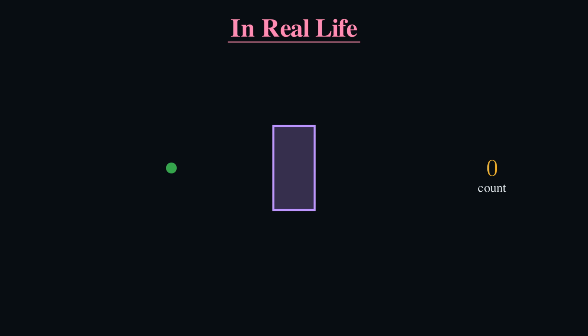Picture a bouncer at a club door. Meet the condition, he counts you as a 1. Fail it, you are a 0. At the end of the night, adding up his clicks tells him the size of the crowd. The indicator is that bouncer.